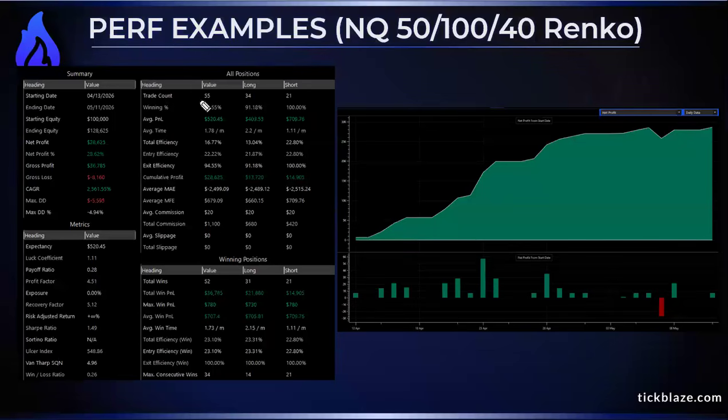Okay. And that's it. Now here's the NQ. Now this one took 55 trades, 50 tick bar, 100 tick reversal. Okay. This one had a 94% win rate. And basically it had a 4.5 profit factor. That's amazing. That's incredible, right? Now you might have a losing day once in a while.